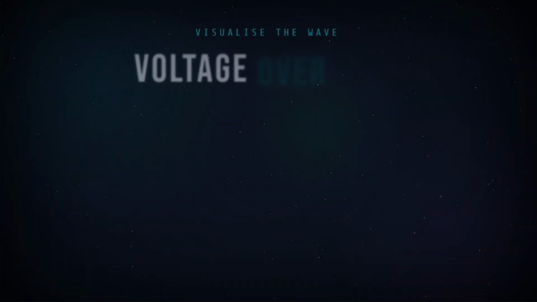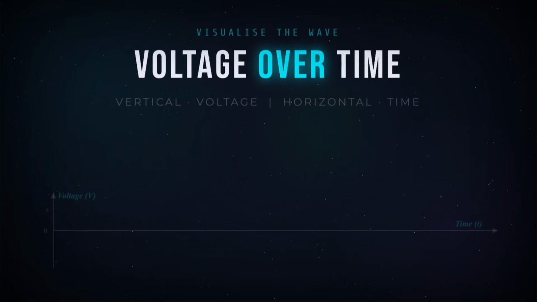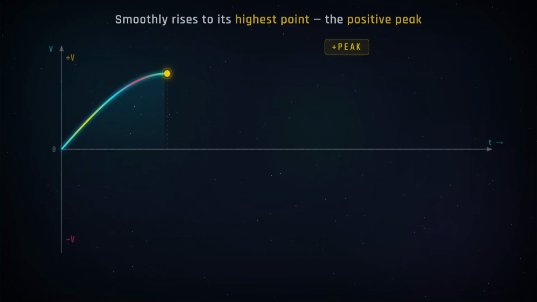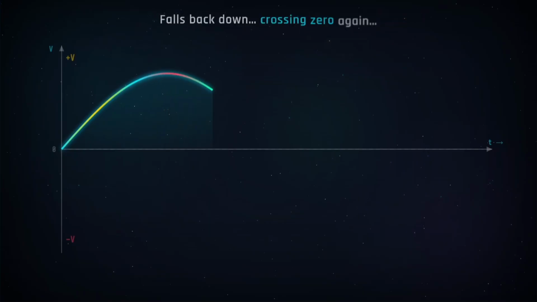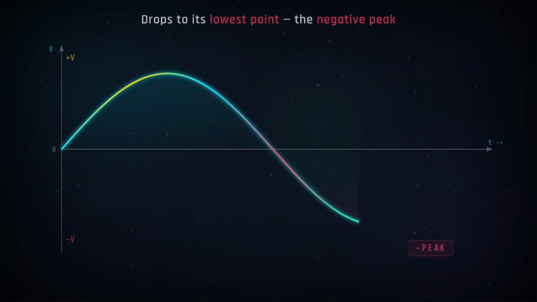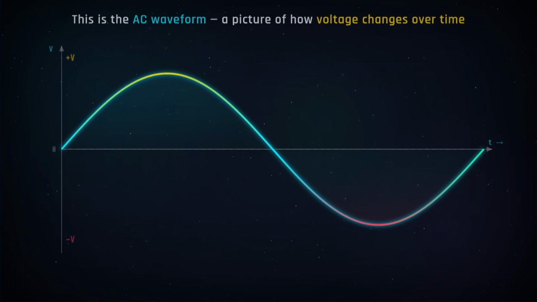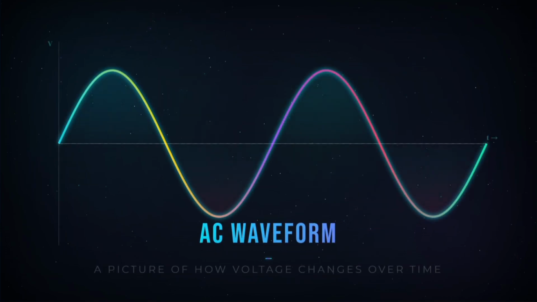Imagine voltage on the vertical axis and time on the horizontal. Voltage begins at 0, then smoothly rises to its highest point, the positive peak. From there, it falls back down, crossing 0 again, continues to drop to its lowest point, the negative peak, and finally returns back to 0, completing one full cycle. What you see is an AC waveform, a picture of how voltage changes over time.